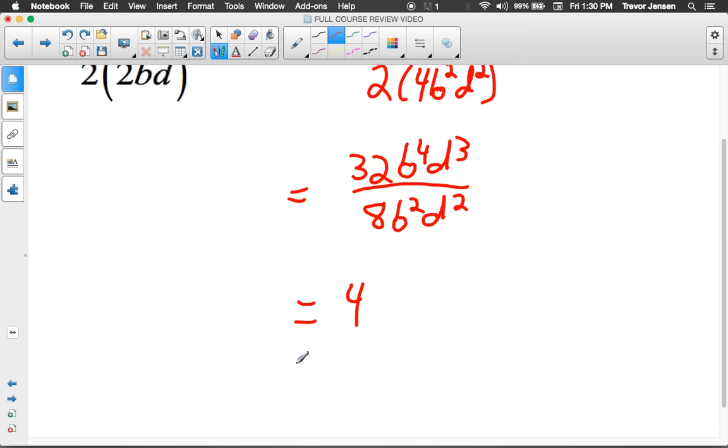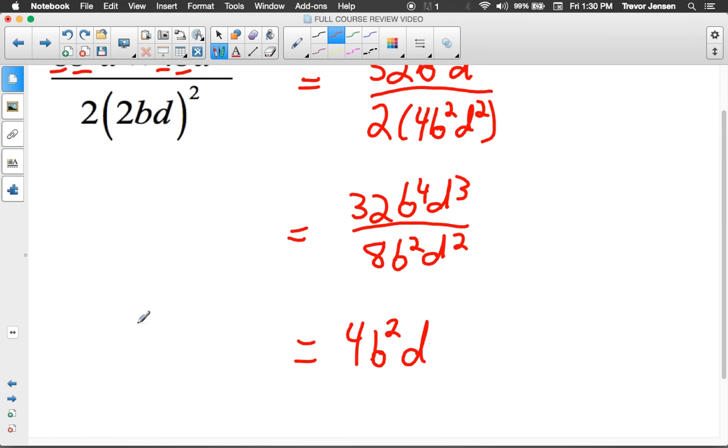So my answer, 4. Now do b to the 4 divided by b to the 2. When dividing powers of the same base, keep the base, subtract the exponents. d to the 3 divided by d to the 2. Once again, keep the base, subtract the exponents. It's a d to the 1. If it's a 1, you don't have to write the 1. All right, that's it for exponent law review.